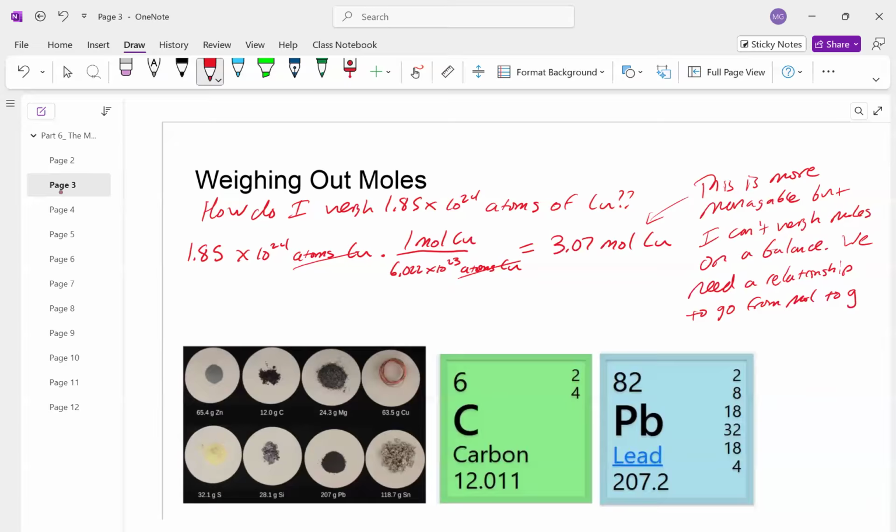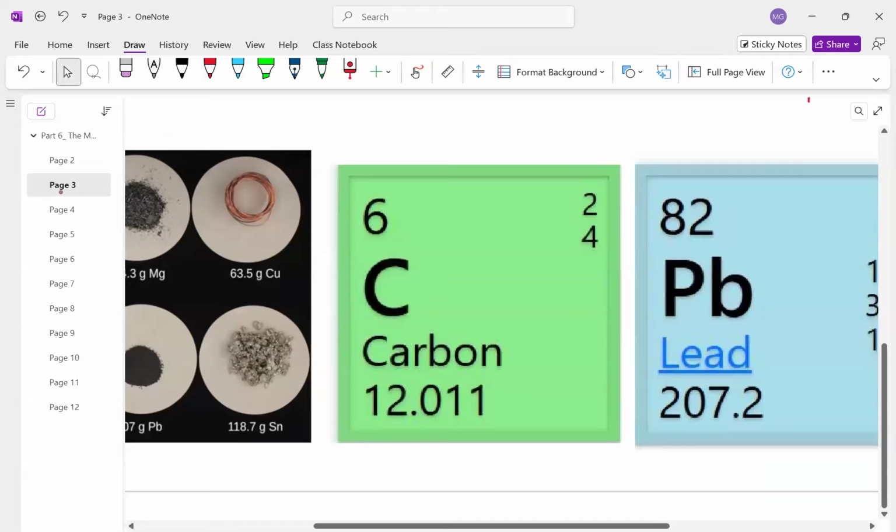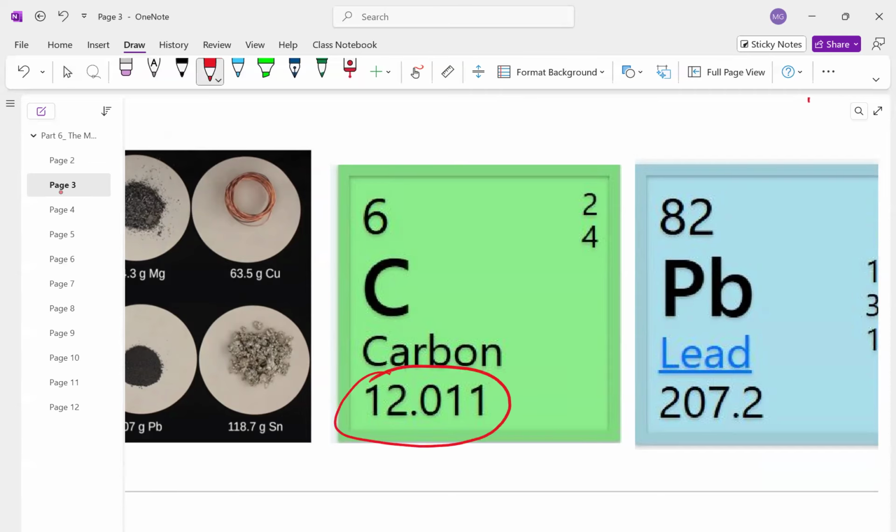So if we were to look at the periodic table and zoom in on carbon here, usually at the bottom, underneath the element, is listed the atomic mass. So we learned earlier that this number represents that one atom of carbon weighs 12.011 AMU, atomic mass units. Okay, that's great, but that doesn't help us compare moles to an actual unit of mass, like grams.